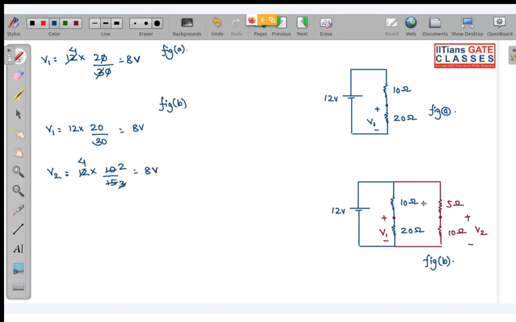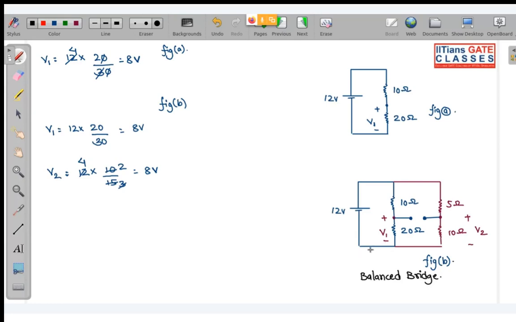From this point only, Wheatstone got the idea for the Wheatstone bridge. This is the way in which we are getting the Wheatstone bridge. If I measure the voltage between these two points, you can see the voltages are the same. V1 is equal to V2, and this is termed as a balanced bridge. This is the most basic bridge that we have.